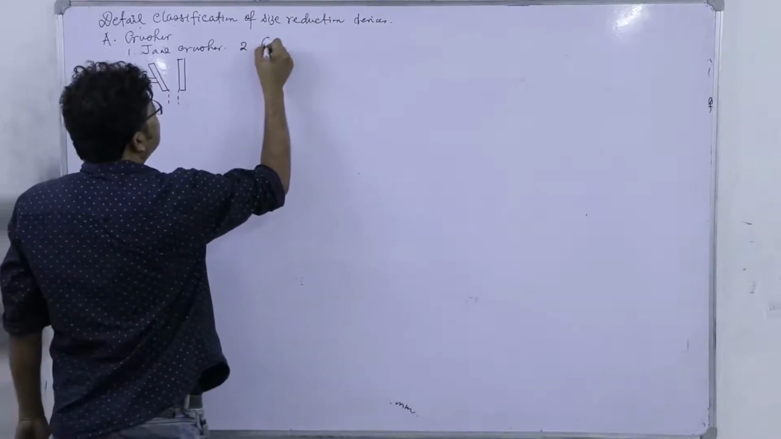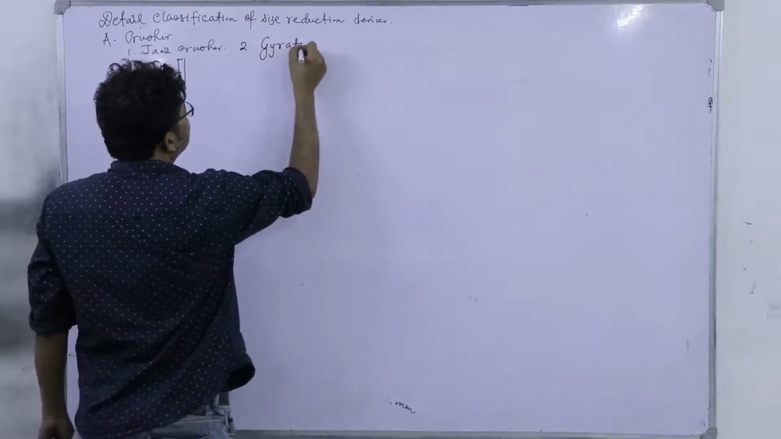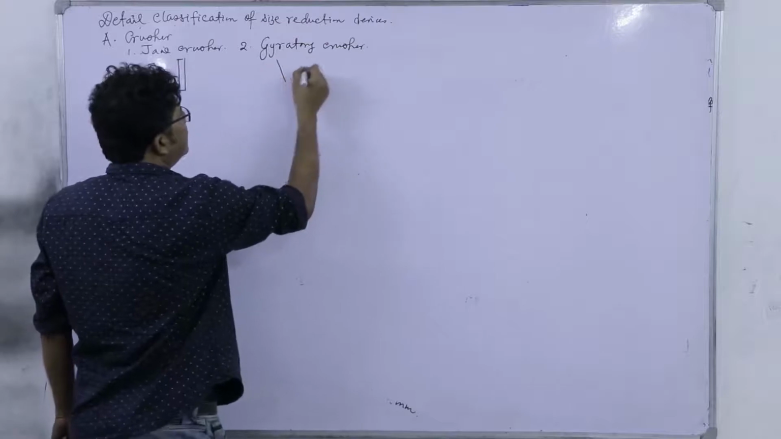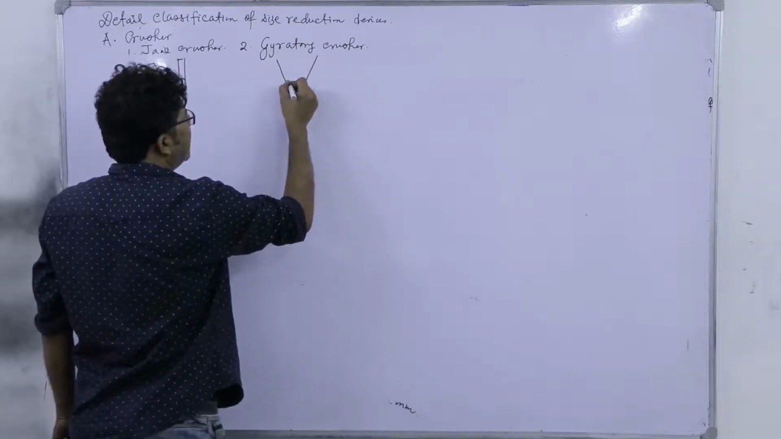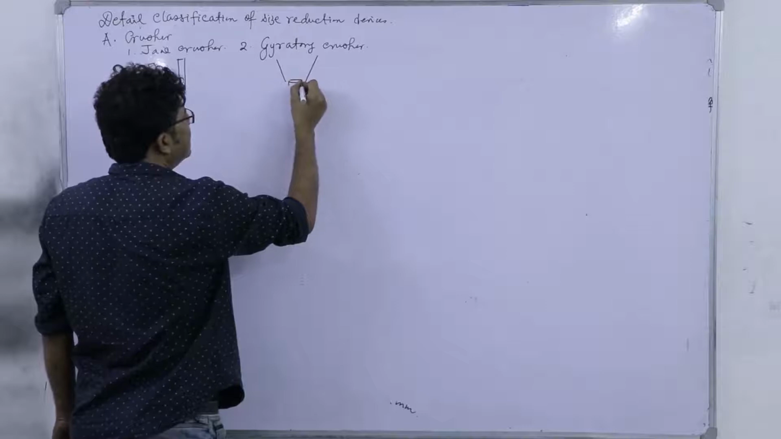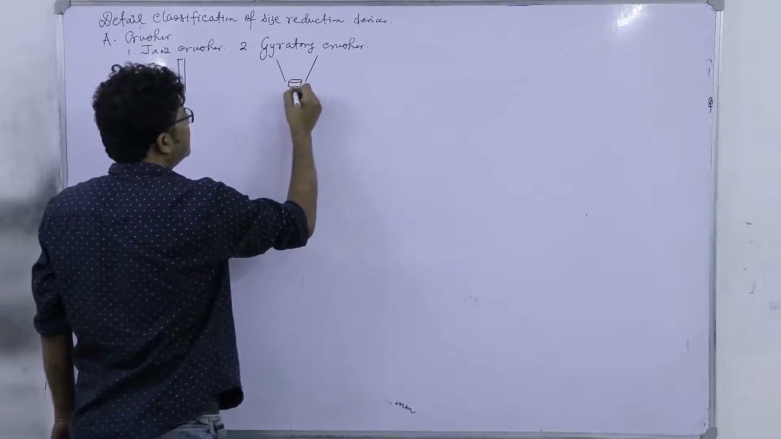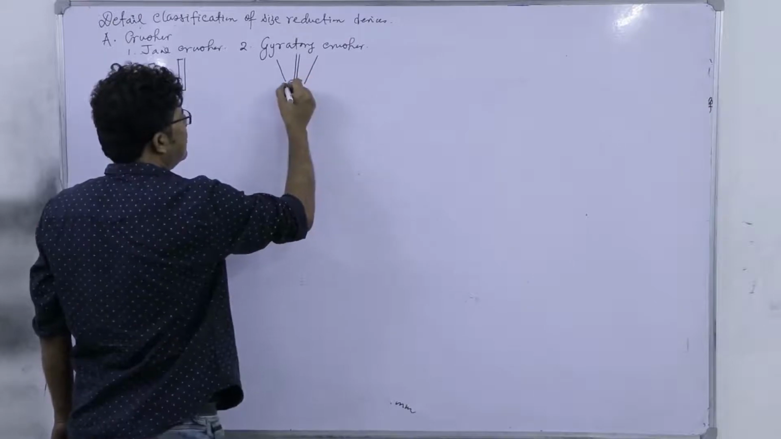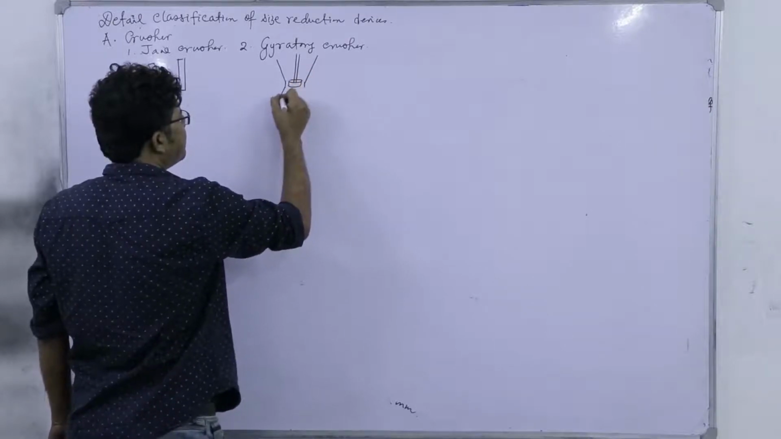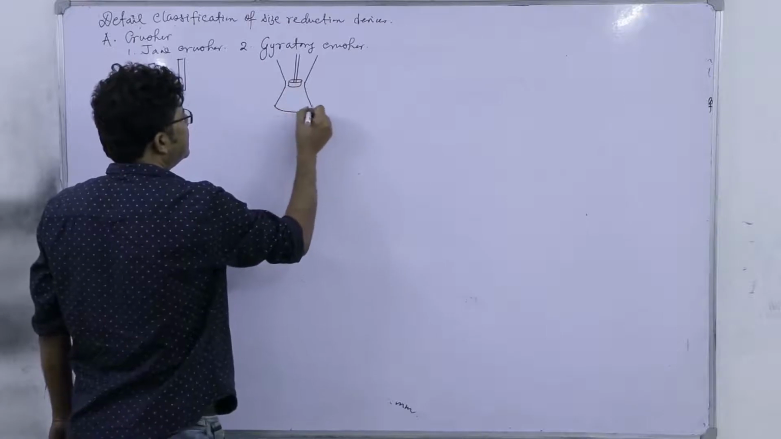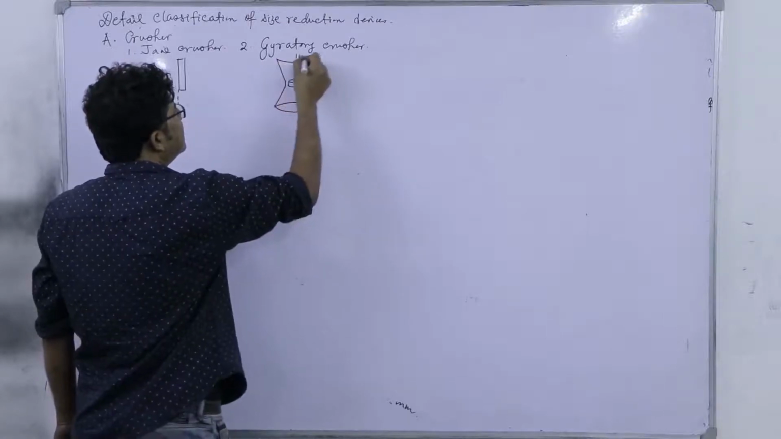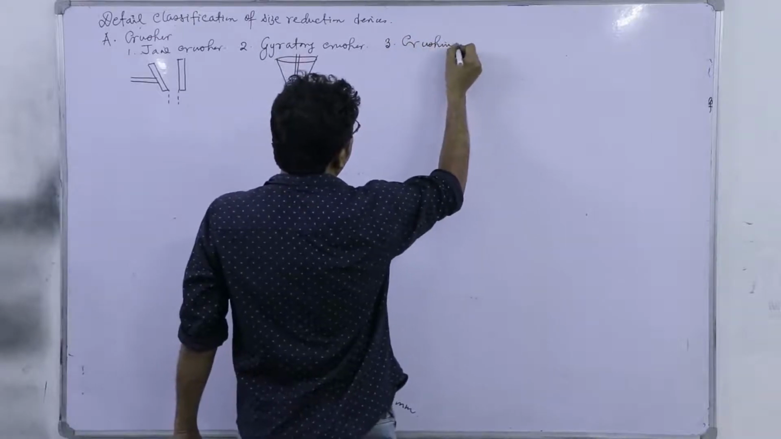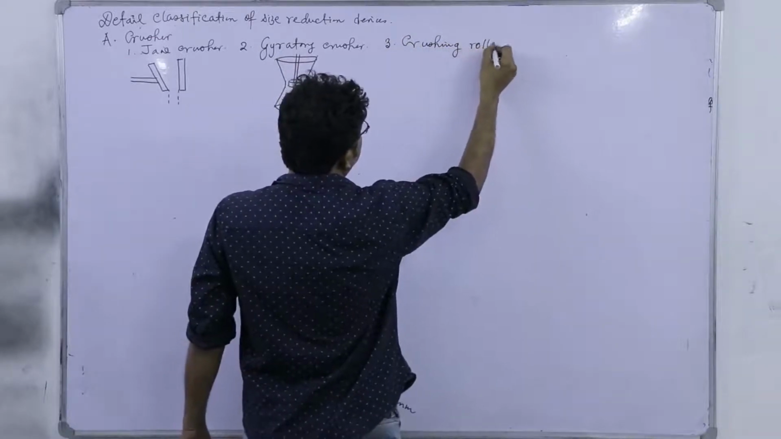Second, gyratory crusher. Here we have the double conical section where we have a disc which eccentrically gyrates in this opening. So this is the typical gyratory crusher. And third one is the crushing rolls, which we will discuss in details.